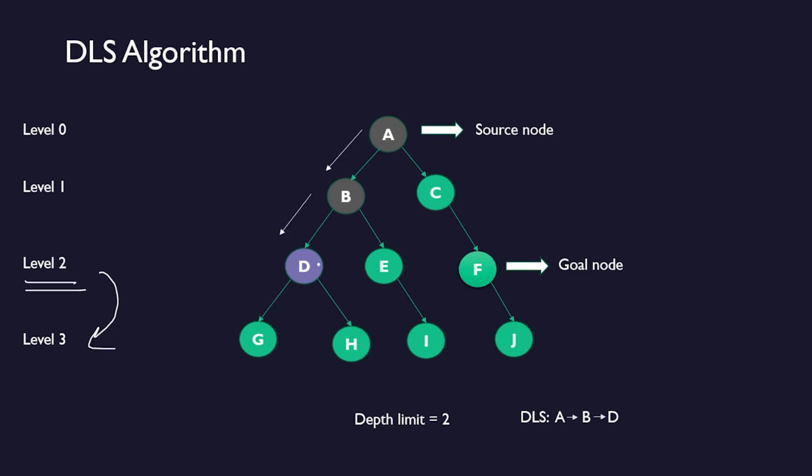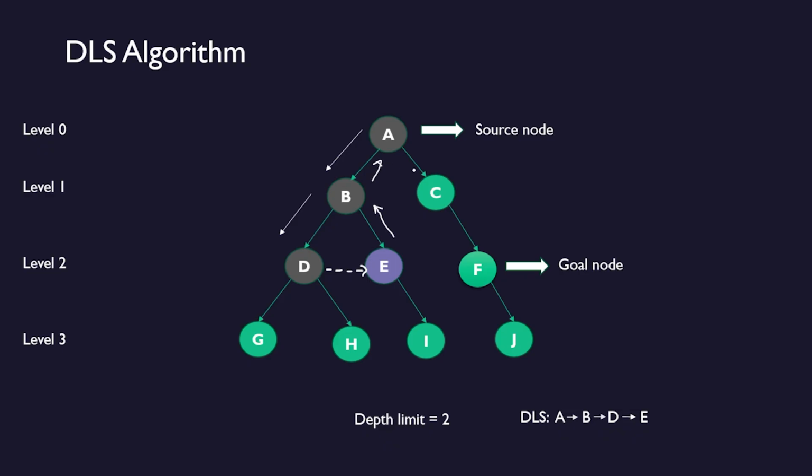So I will try to backtrack now. I backtrack from D to B, and from B I check if there's any other node. In this case there is, which is E, so I can travel to E. Now after E, I can only travel to I, which is in level 3, but I am not allowed to go to level 3. So I will backtrack again. Now I'll check B again. Is there any other new node which I haven't traveled to from B? No. So I'll backtrack again to A.